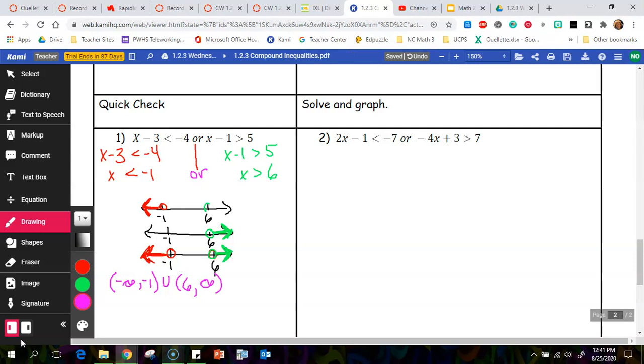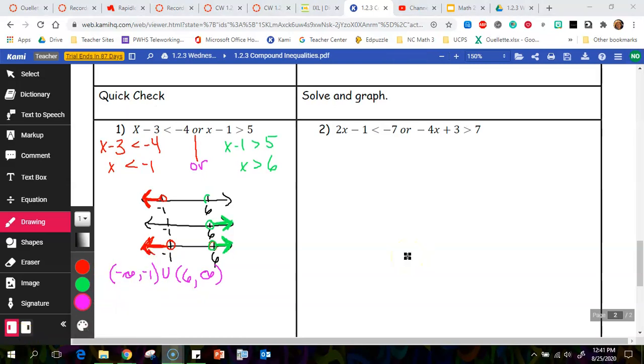To write these, this is it right here. X is less than negative 1 or X is greater than 6. That's the inequality. So inequality graph right here. This is kind of the process to get to this graph. Okay, and then this is the interval notation. Okay, so we have one more to do, and again, we have the word or. So we're going to split this in half.